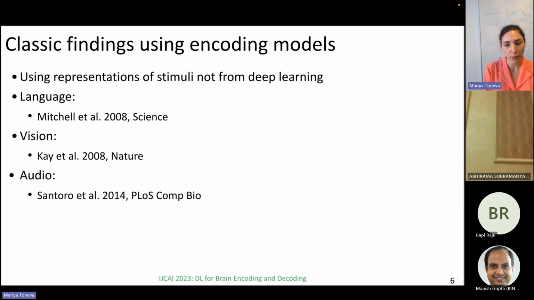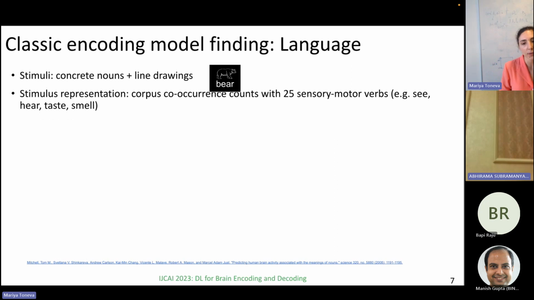So let's focus on the language first. In this work, the authors used specific stimuli that corresponded to people seeing concrete nouns as well as their line drawings. Here I have an example for you, which is the concrete noun bear along with the actual word bear. So the word bear and then the drawing corresponding to bear. People actually saw those drawings and words for 60 different concrete nouns, and their brain activity was recorded with fMRI.